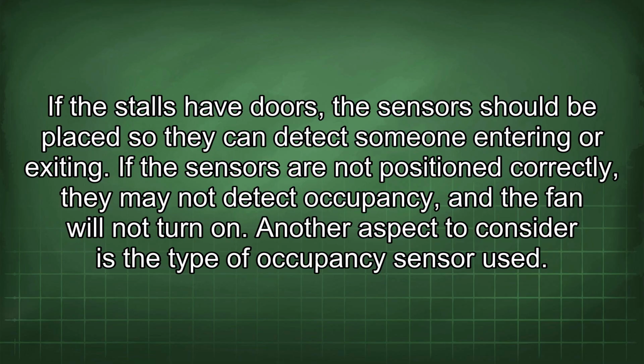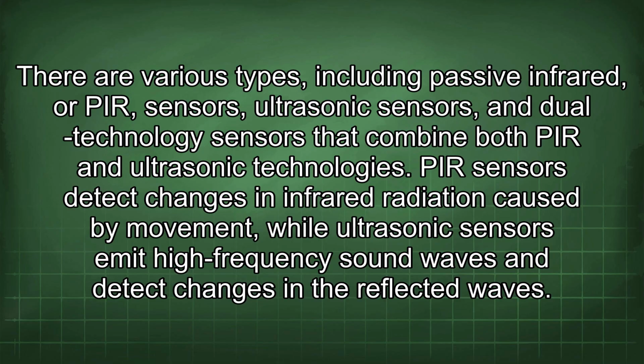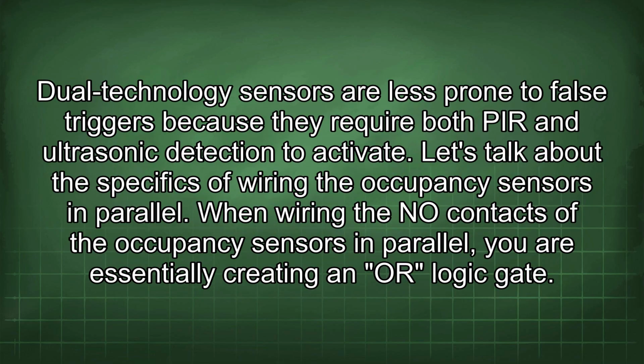Another aspect to consider is the type of occupancy sensor used. There are various types, including passive infrared or PIR sensors, ultrasonic sensors, and dual technology sensors that combine both PIR and ultrasonic technologies. PIR sensors detect changes in infrared radiation caused by movement, while ultrasonic sensors emit high-frequency sound waves and detect changes in the reflected waves. Dual technology sensors are less prone to false triggers because they require both PIR and ultrasonic detection to activate.